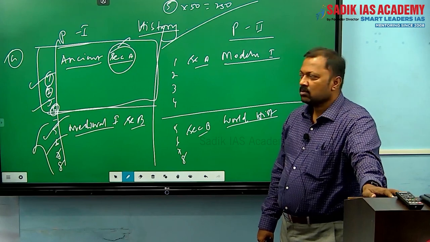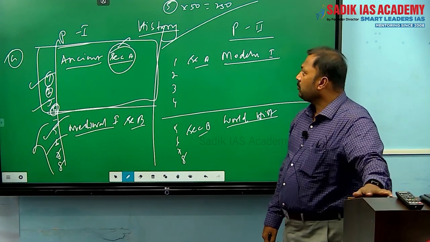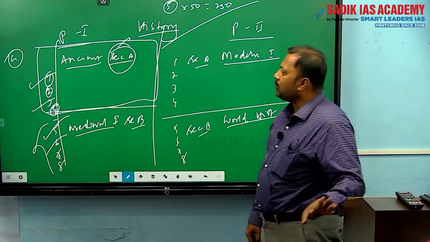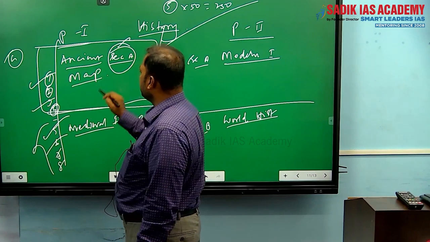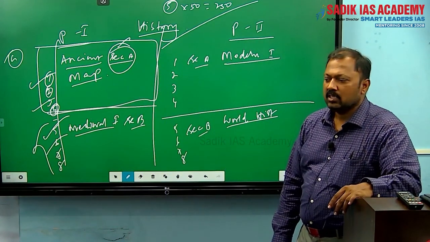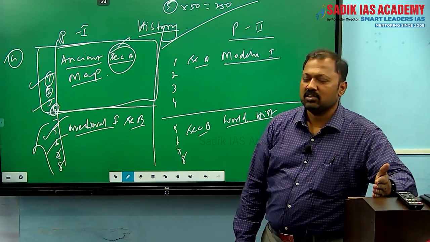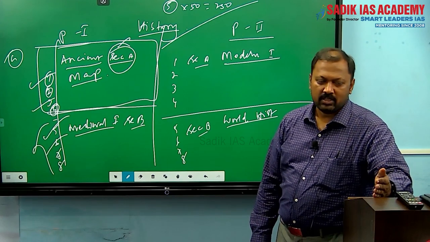Okay. Third point, let us come to the third point. The third point is something which is called a map question. Map consists of 50 marks in the history optional. It is a compulsory question. It is the first question actually. In the map, 20 locations would be given.